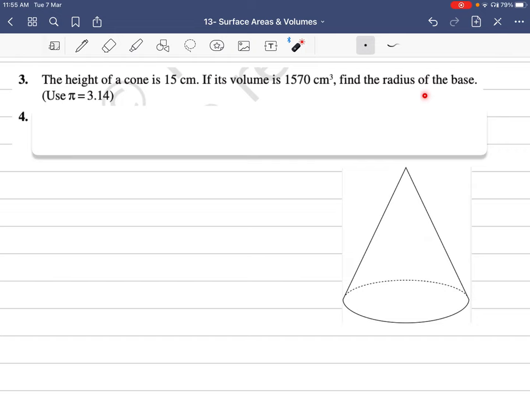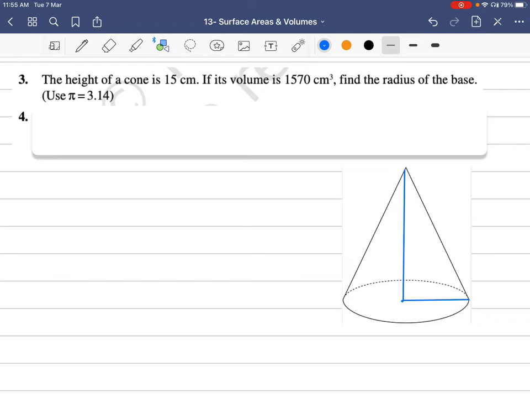Whatever information is given to us in this problem, we try to first represent it in the diagram. That is a very important step that gives us clarity. So first we are starting with the height. Let's say this is the center of the circle. So height is going to be this, and this is going to be the radius, which is what we're going to find.